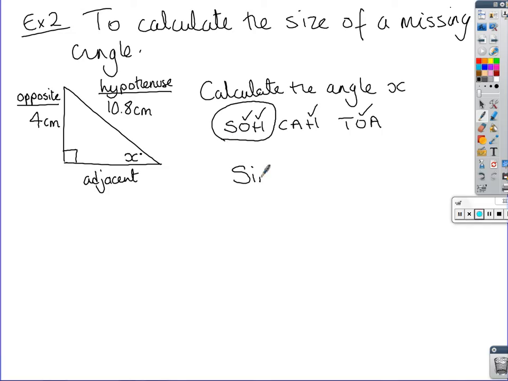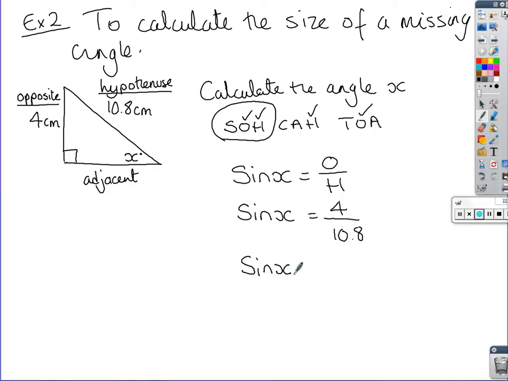So first of all, write your formula. Sine x is equal to the opposite over the hypotenuse. And then we sub in our values that we have. So we don't have x this time, so we've still got sine x equal to 4 over 10.8. Now if we work out what that is, we're going to end up with a decimal, 0.370.